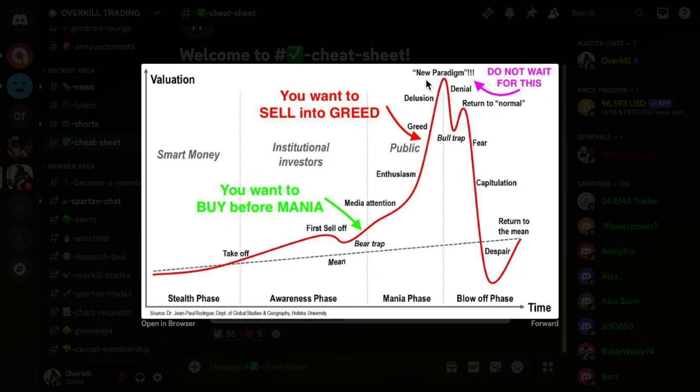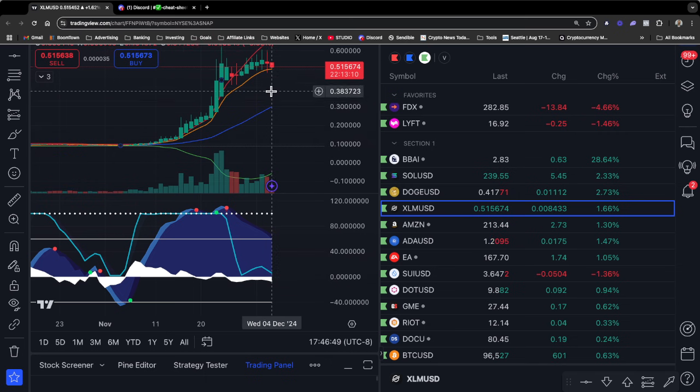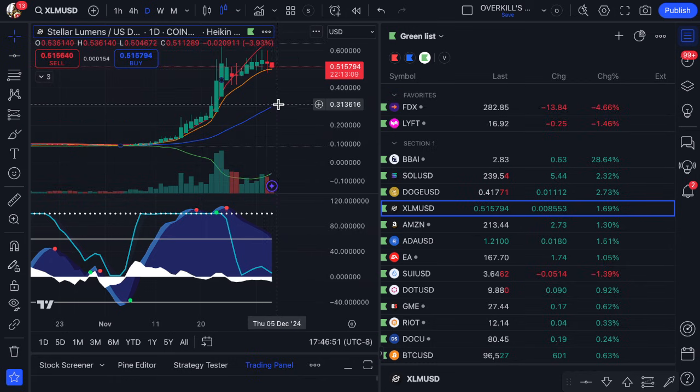Let's wait for all these people who are getting in up here to get flushed back out, because when this happens, they're going to be selling down here at 30 cents, and we're going to be right there to scoop it up. So hopefully this gives you guys an idea on how we use the moving averages.